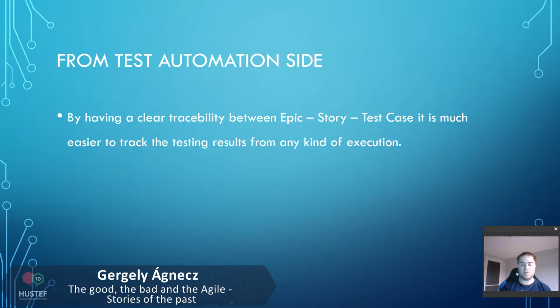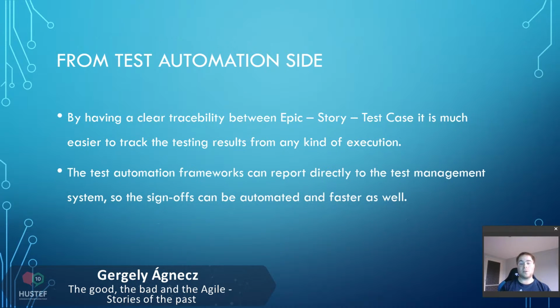But from the test automation side, it is very important. We can improve our test automation framework to report directly to the test management system about the test execution, so the sign-offs can be automated and be faster as well. Because, for example, each and every tool like Jira has a REST API that has a structure in which we can report data into the system, and the system will sort it out and show that this was the test execution with these test cases, and that is the result of them. So we can automate that as well, and I highly recommend doing so, because it helps us make our work much easier, and of course we can have much better traceability and visibility of the test cases.